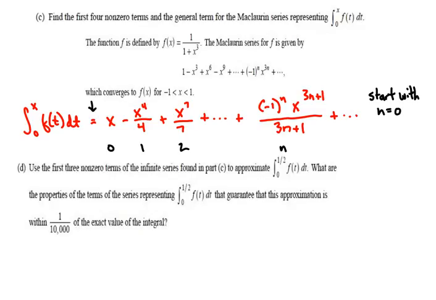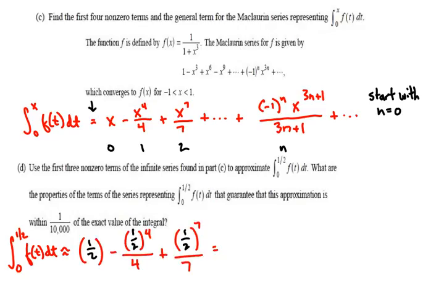So now we're going to use the first three non-zero terms to approximate the integral from 0 to 1/2, and all we really want to do is plug in 1/2 there for x. Just be careful at this point because we're only using three terms that we are actually estimating that integral. And so we substitute x equals 1/2 and simplify. So that would give us 1/2 minus 1/64 plus 1 over 896.